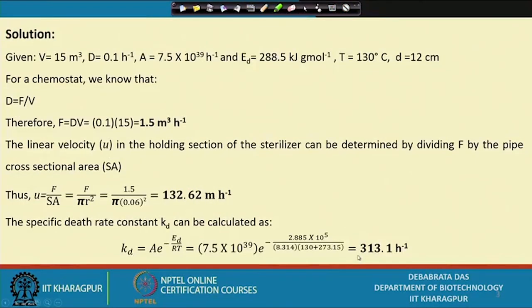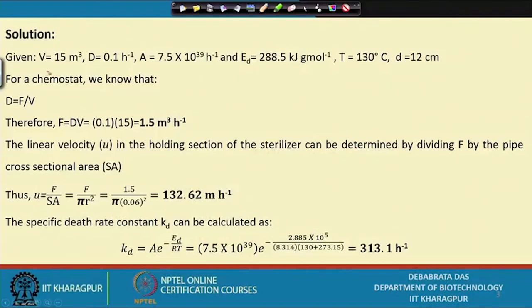So, as I pointed out before, when we try to solve the problem, first we should jot down what parameters are given. The volume is 15 cubic meter, dilution rate is 1.1 hour inverse, Arrhenius constant 7.5 × 10 to the power 39 hour inverse, ED is the deactivation energy required, 288.5 kilojoules per gram mole, temperature is 130 degree centigrade, and diameter of the tube is 12 centimeter. So, we shall have to write down all these things.